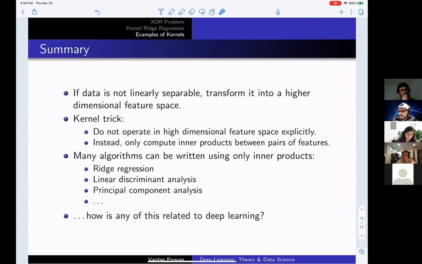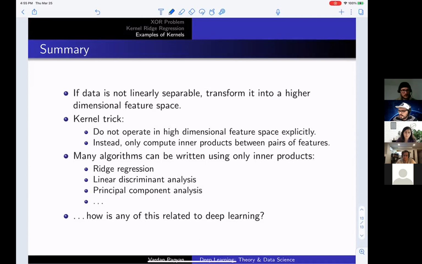The main point is if your data is not linearly separable, then what you should do is transform it to a higher dimensional feature space where it would be linearly separable. And the kernel trick says that you do not operate in this high dimensional space explicitly, but rather you just calculate inner products between pairs of features, and those inner products are extremely efficient to compute.